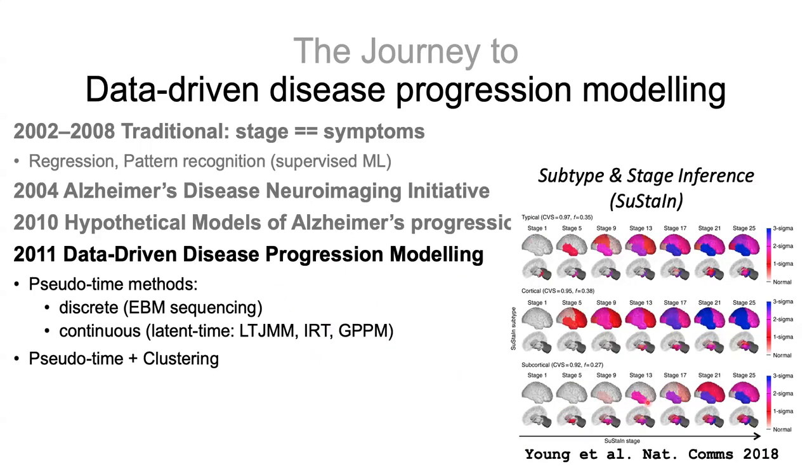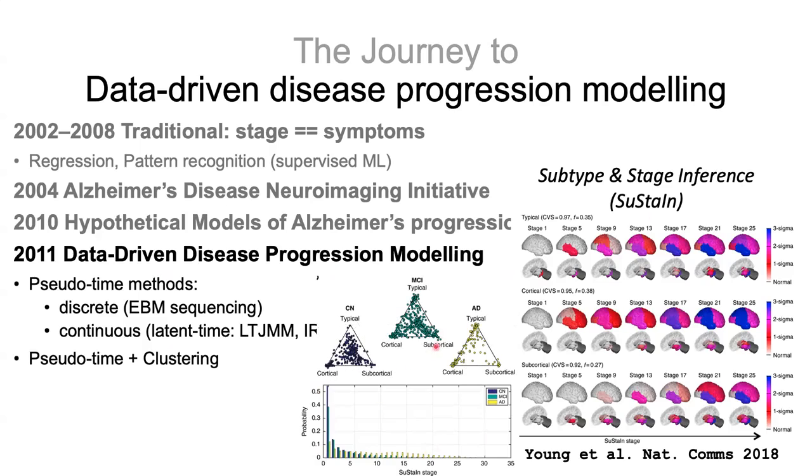A little while later, in 2018, Alex Young and Danny Alexander invented this thing called subtype and stage inference, which I believe Alex has told you about before. It does the same sort of thing as pseudo-time sequencing, but then adds clustering over the top to find multiple sequences of abnormality, multiple cascades of abnormality, which again has the patient staging mechanism, but also adds this subtyping. So we've got cognitively normal here on the left, MCI, mild cognitive impairment, in the middle, and Alzheimer's disease cases. You can see that the Alzheimer's cases align more closely with the corners of this ternary plot for this three subtype model.